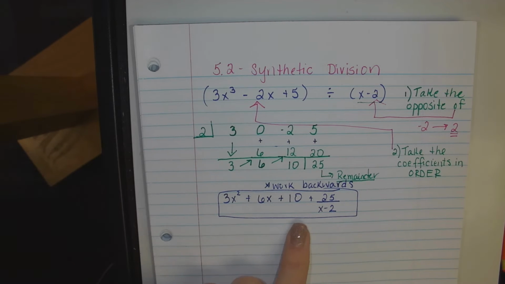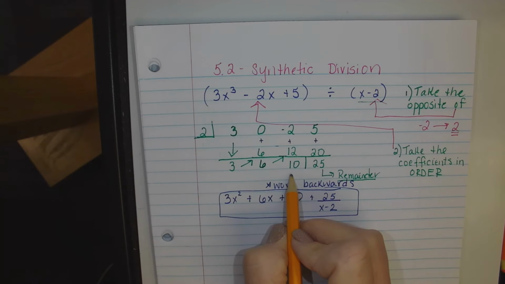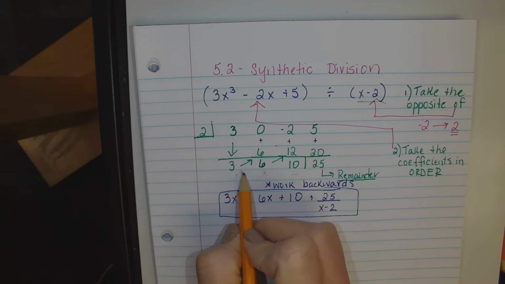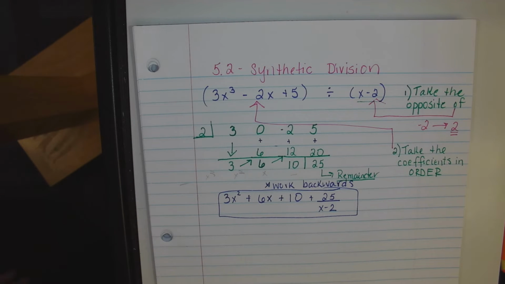You just work backwards. I usually do a pencil, and I write nothing, x, x squared, x to the third, and so on. We'll do more. Hardest part is this step here, and then this step there. Okay, you add in the middle, you multiply on the outside. Okay, let's do another one.